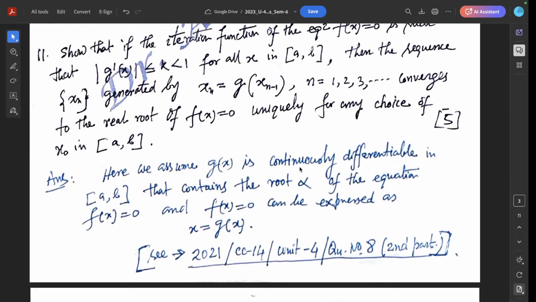Here we assume g(x) is continuously differentiable in the closed interval [a, b] that contains the root alpha of the equation f(x) = 0, and f(x) = 0 can be rewritten as x = g(x). And we have already discussed this question, 2021 CC-14 unit 4 question number 8, the second part of this.